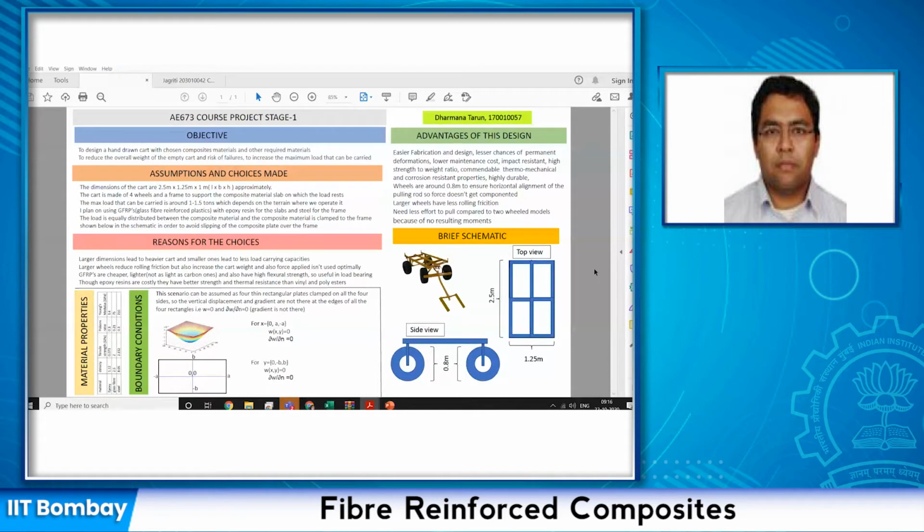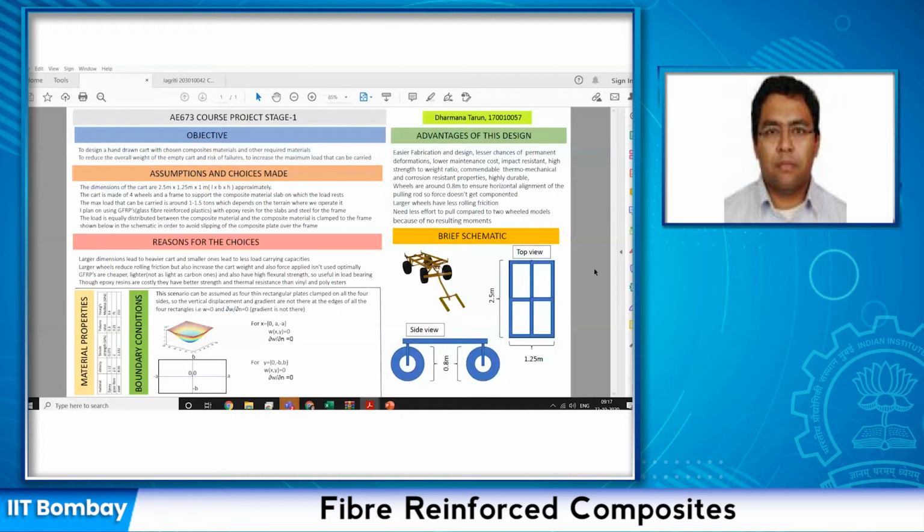And I am taking 4 wheels for the cart because with 2 wheels I would need to supply more movement to balance the forces. If I take 4 wheels, there won't be any such movements. That's why I took 4 wheels, and the load which I think I can carry is around 1 to 1.5 tons. It will even depend on the terrain. If the terrain is smooth, then the rolling friction will be less, so I can carry more weight.